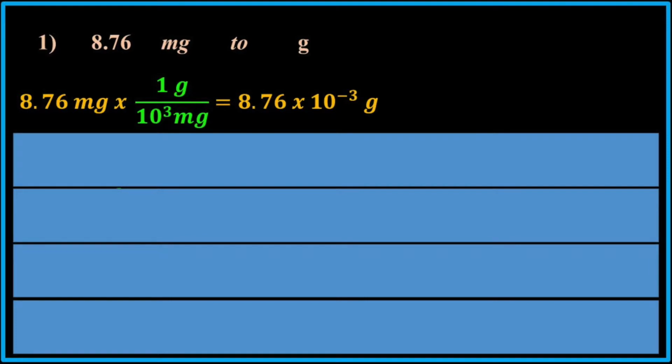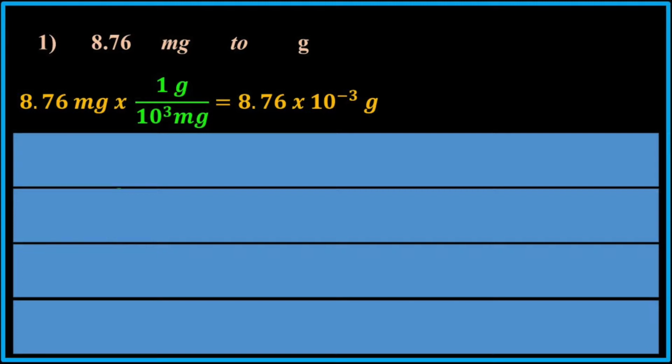So here I have 8.76 milligrams to grams. So the absolute difference is 3. So I would give the grams 1, and then it would be 10 to the third milligrams in a gram. You want to divide by milligrams and multiply by grams. So it would be 1 gram over 10 to the third milligrams, and the answer is 8.76 times 10 to the negative 3 grams. That would be your answer.